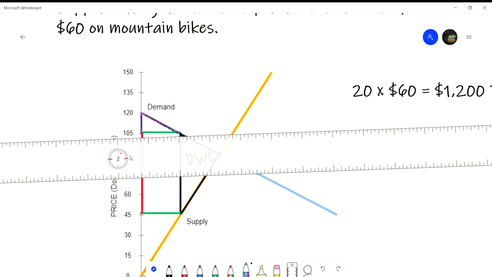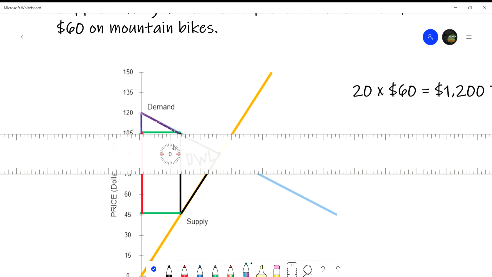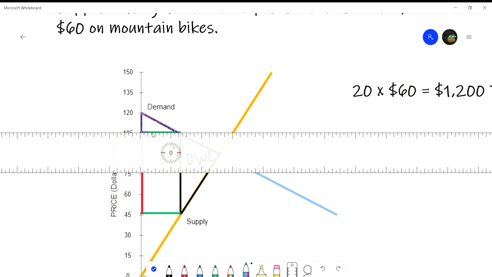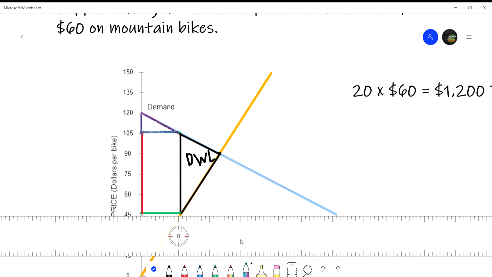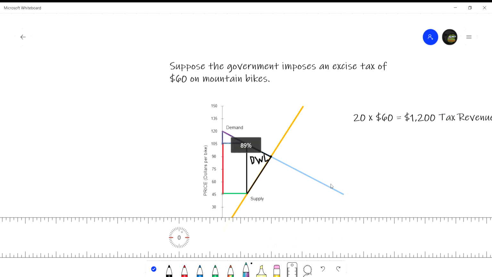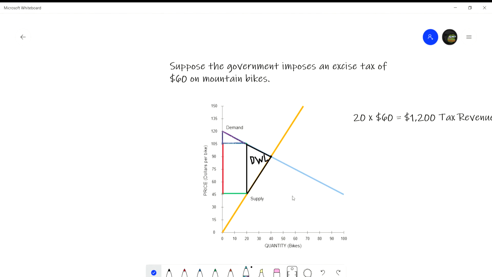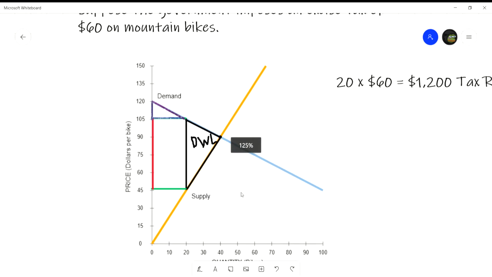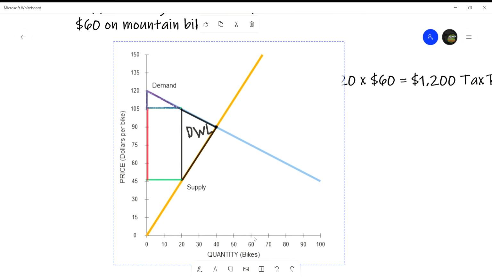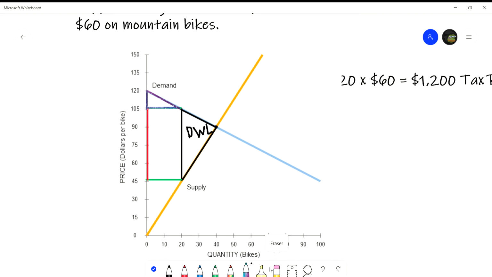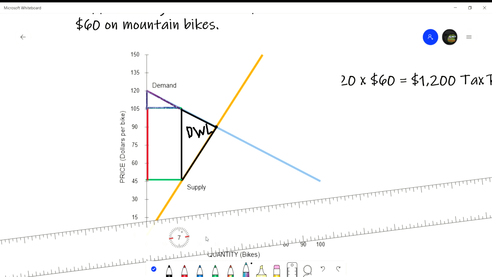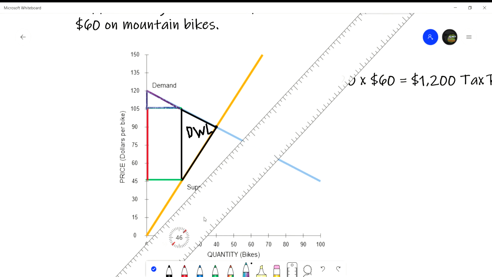Above our tax revenue box, right there. So that's going to be our new consumer surplus, but we're also worried about producer surplus. So we want to go above the supply curve and below the price, which is going to look like kind of just the opposite of what we just did.